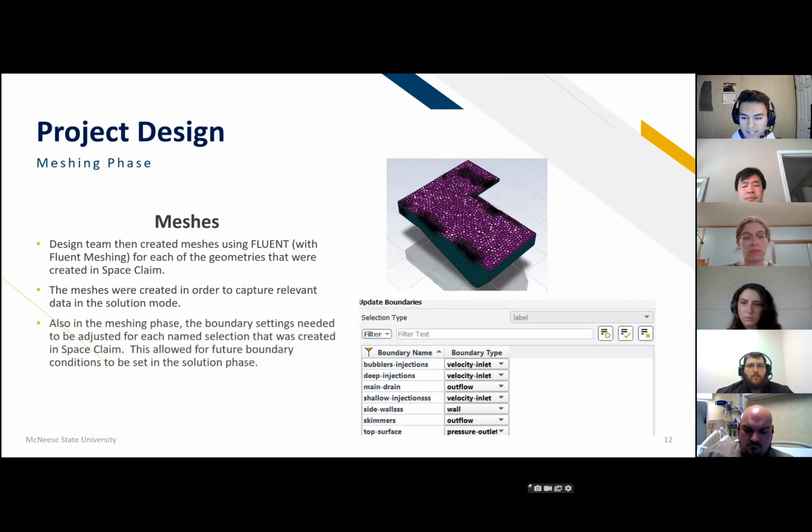Also in the meshing phase, the boundary settings needed to be adjusted for each name selection that was created in SpaceClaim. So this allowed for the future boundary conditions to be set in the solution phase. If you look in the bottom right-hand corner, you'll see the updated boundaries. You'll look at the boundary names, and each one of these names, like the bubbler injections, deep injections, main drain, these were set to their respective function that was going to be done in the simulation for the pools.